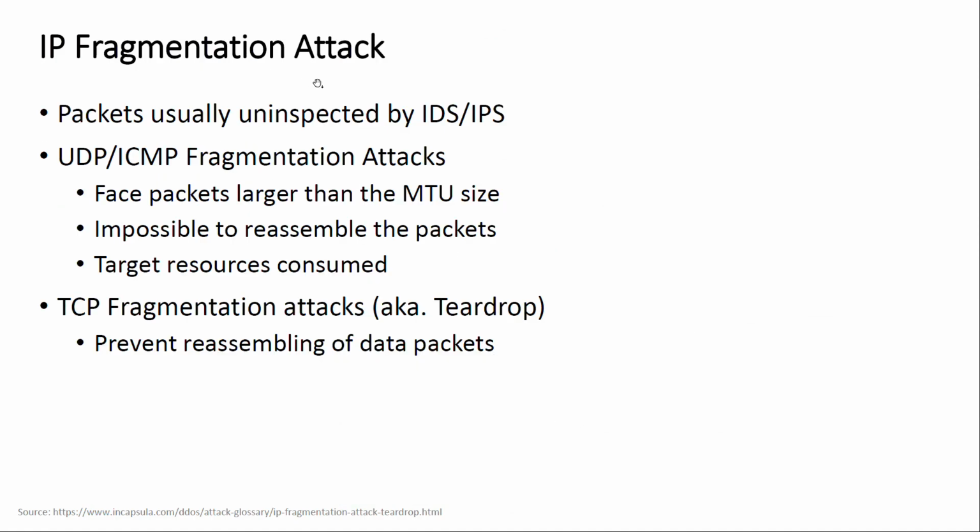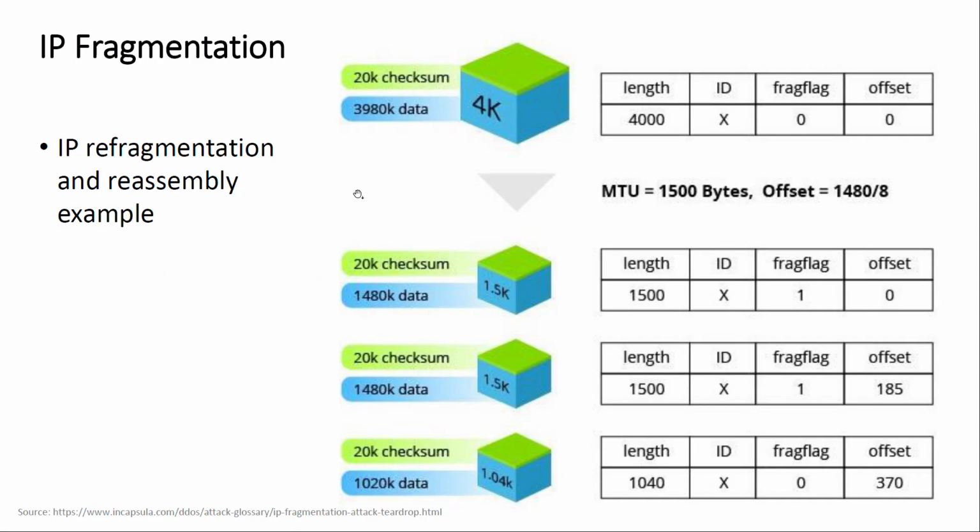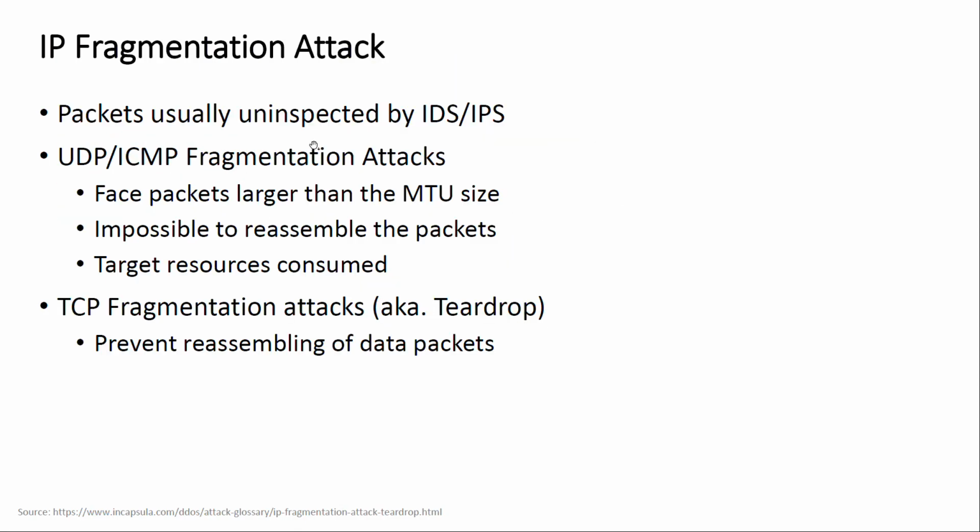So let's move on to the IP fragmentation attack. This is the mechanism behind it. Packets are usually uninspected by IDS or IPS, which is intrusion detection systems or intrusion prevention systems, which we'll be talking about in the next video actually.